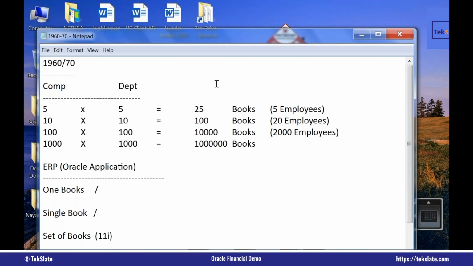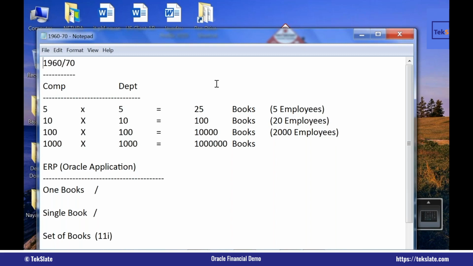Let us go back to the 1960s and 70s. Those days, we didn't have a proper ERP package. We didn't even have proper computers. How was accounting happening? Everything was written manually. Manual in the sense you had to run to the stationery shop, buy the book, and write everything manually.